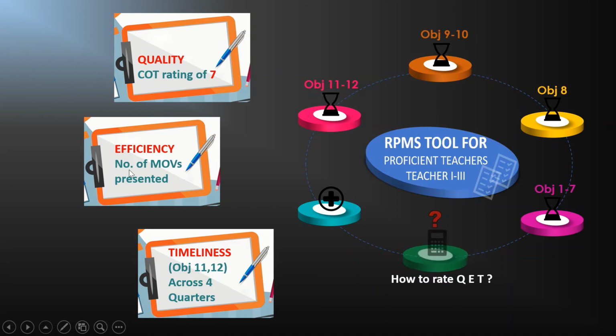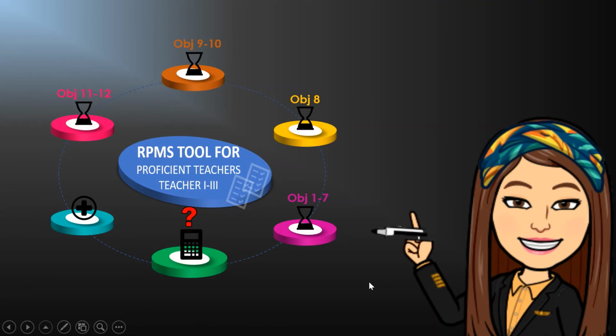For the efficiency naman, we can get the perfect score of 5 if we have presented all the MOVs being asked. Okay? And timeliness naman only pertains to objective 11. This is only applicable to objective 11 and objective number 12. So, our MOV should be across 4 quarters. They represent all the quarters. Okay, so now let's move on.